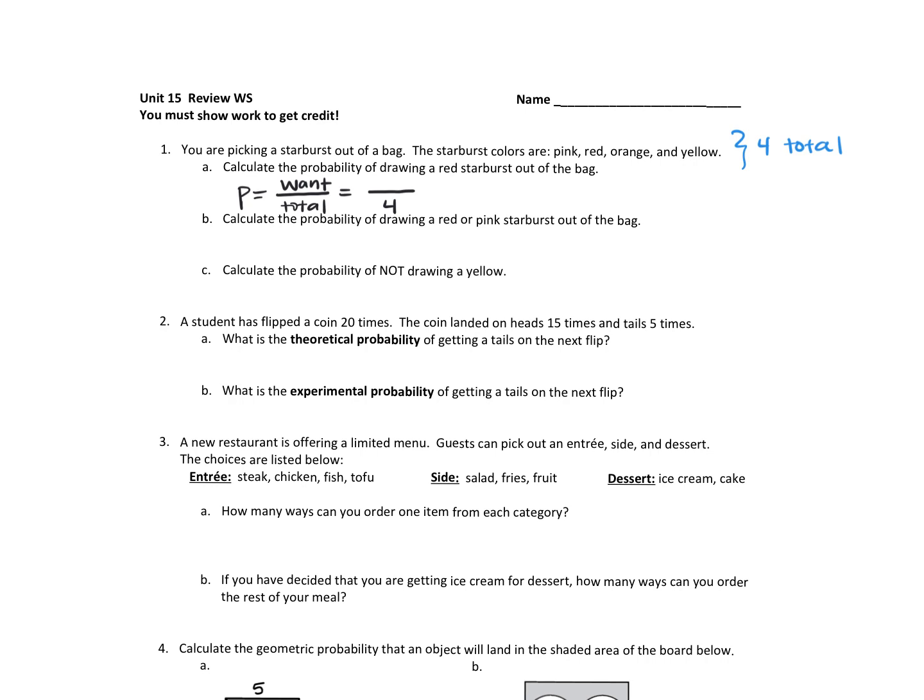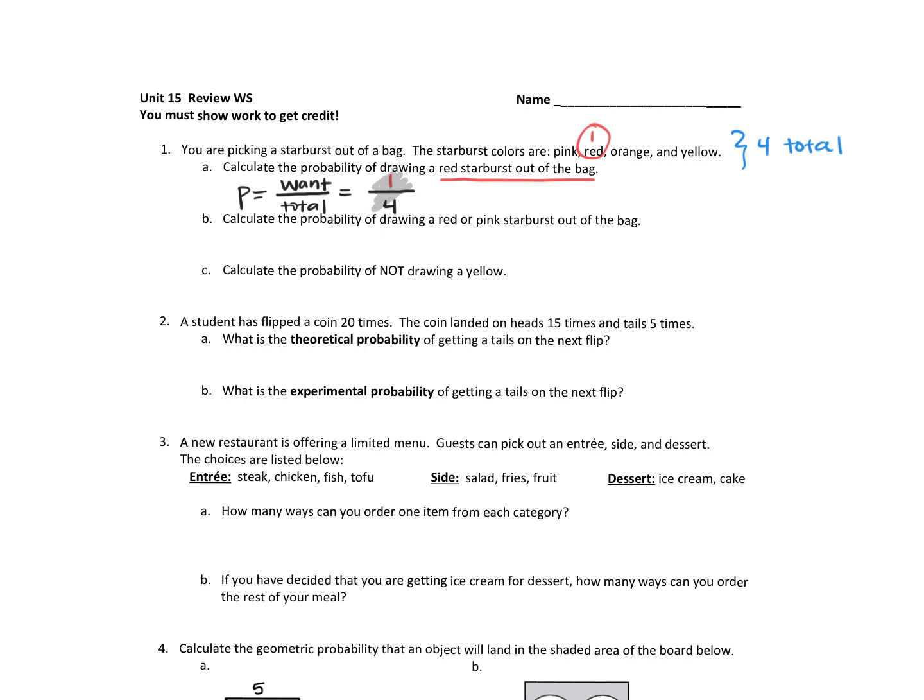Now in the first one, it says, what's the probability of drawing a red Starburst out of the bag? Since only one of the Starbursts is red, my probability is going to be 1 in 4, or 1/4. You can leave your probabilities as a fraction, or you can convert them to decimals or percents. If you leave them as a fraction, you want to make sure that they are as simplified as possible.